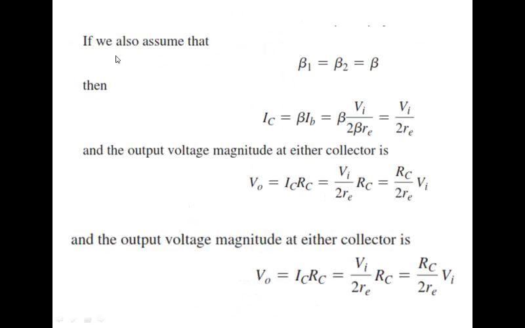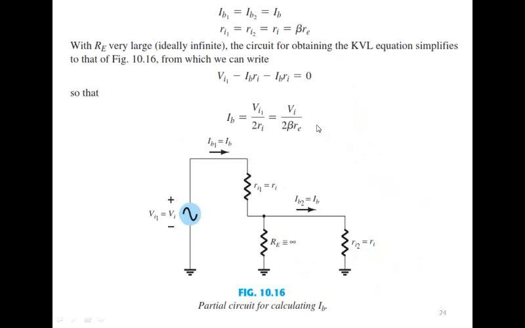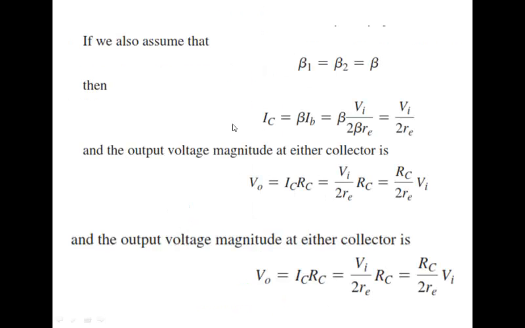So if we also assume that beta1 is equal to beta2 is equal to beta, then IC would be equal to beta IB. If I computed IB, then I can also compute IC by assuming the betas of the transistors are equal, then IC would be equal to beta IB. And by plugging in the value of IB from the last slide, IB was equal to VI divided by 2 into beta RE, and beta can be cancelled, so IC would be equal to VI divided by 2 RE.